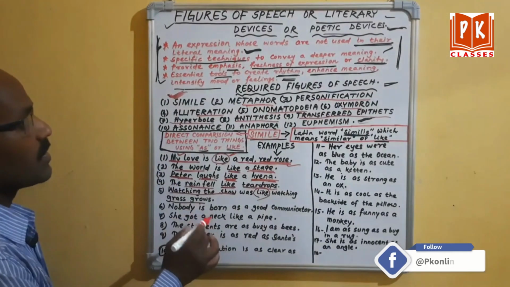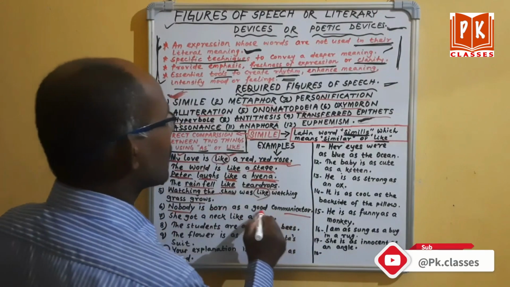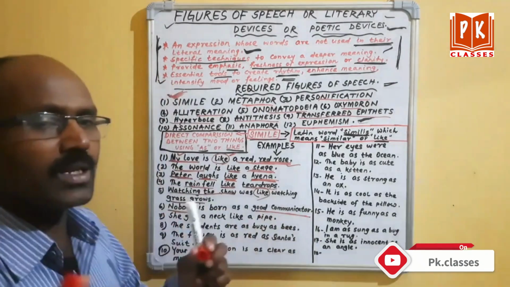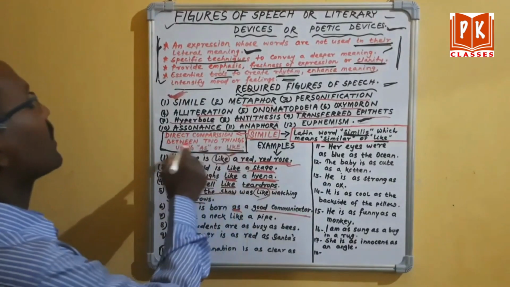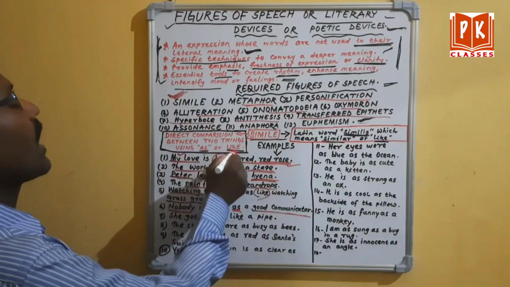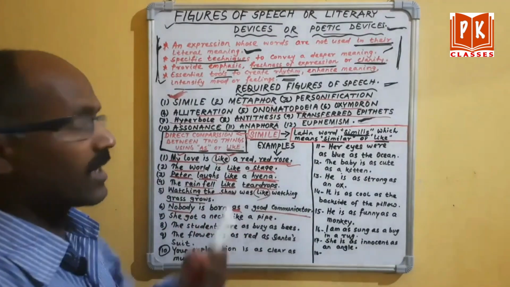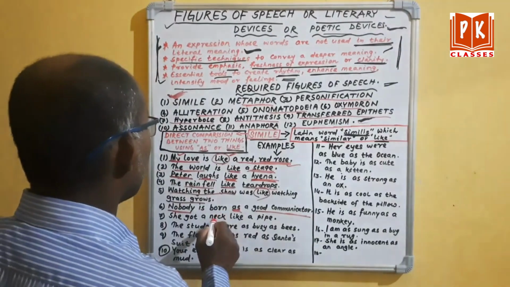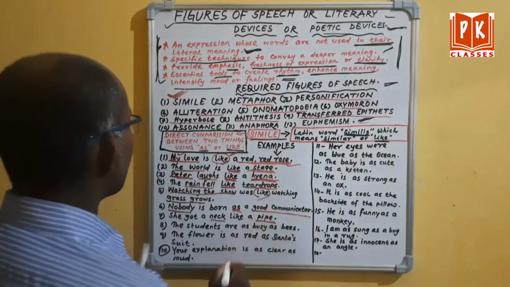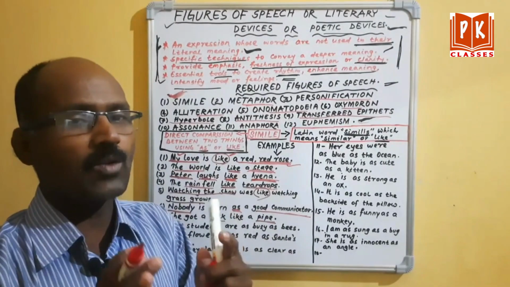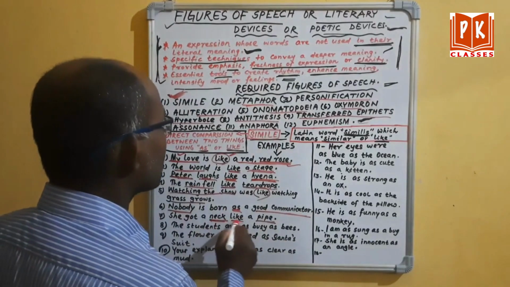Then, "Nobody is born as a good communicator." Nobody is compared with a good communicator. That means nobody is born as a good communicator. "As" is used. I have already told you, it is a direct comparison between two things using "as", "like", or "as...as". Okay. Then, "She got a neck like a pipe." Her neck is compared with a pipe. How the pipe looks, the neck is looking like that. So it is a simile.